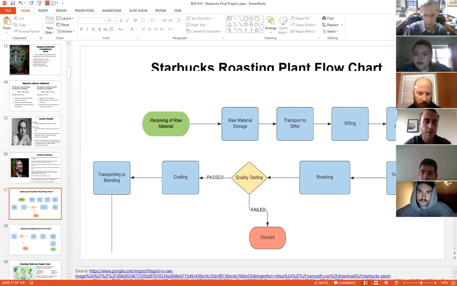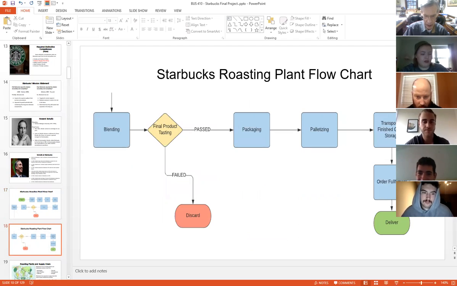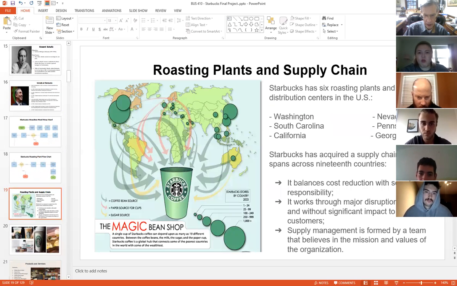This is a good one to get by. Yeah, here. This is the flow chart of what goes on in the roasting plant. Y'all can look at it when you have more time. And here we have the second half of that flow chart. Okay, so now move on.